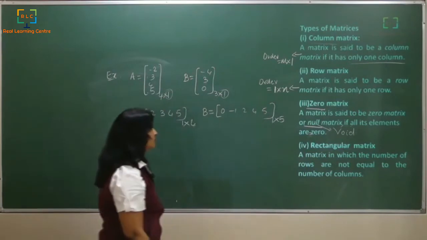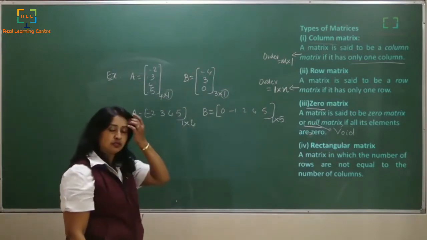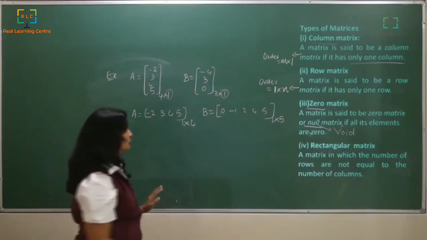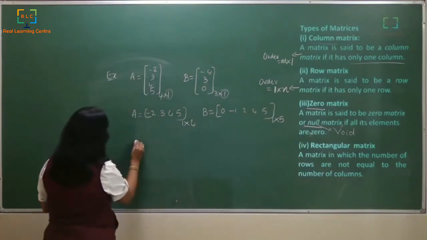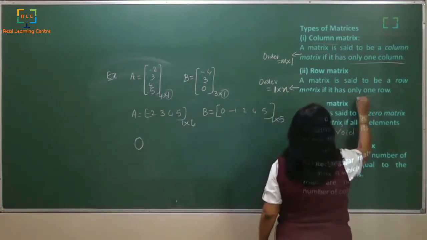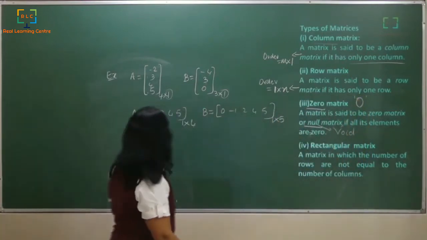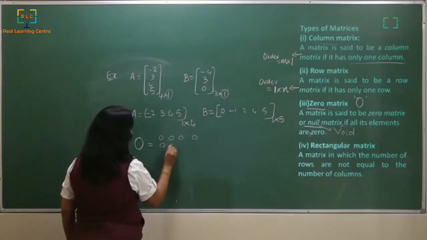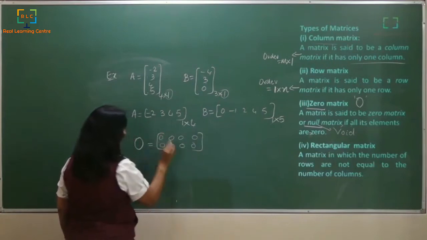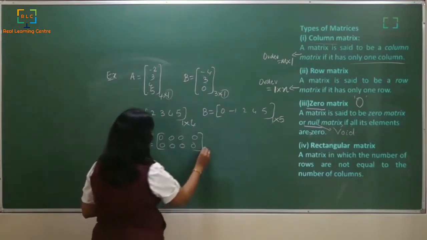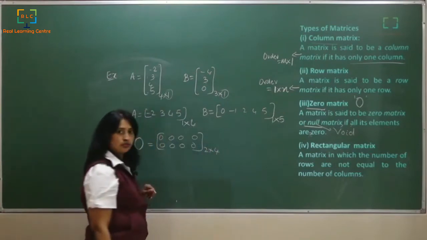Now what do you mean by the order of the zero matrix? It can be anything. The zero matrix is always denoted by capital O. So O is equal to 0, 0, 0, 0, and I should stop here. Now what is the order of this zero matrix? All the elements are equal to 0, and it has 2 rows and 4 columns. So it is a 2 cross 4 null matrix.